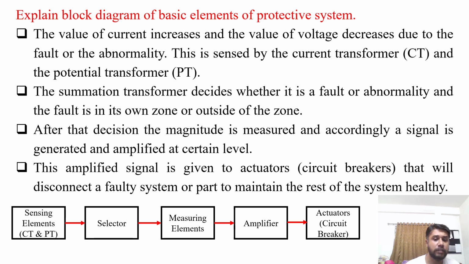After that decision, the magnitude is measured, and accordingly a signal is generated, and this signal is amplified to a certain level which actuates the output. So the amplified signal is given to the actuators, that is, the circuit breakers, that will disconnect the faulty part, and the healthy part remains in the system as it is. So these are the key elements of the block diagram.